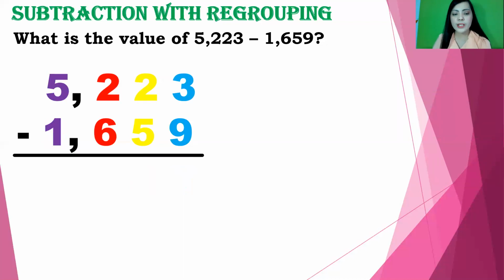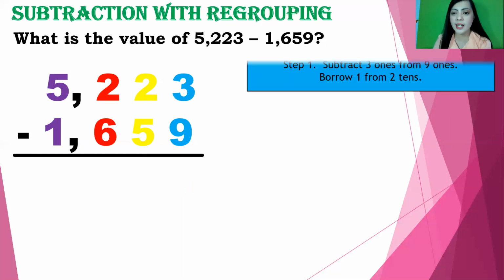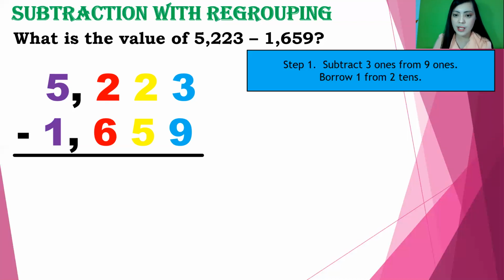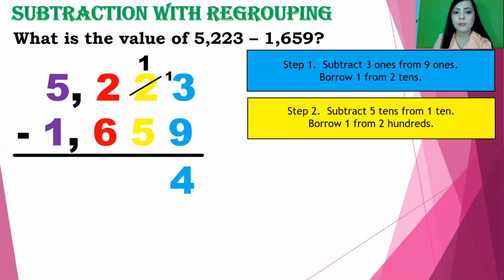All right, so let's go on to the next example. 5,223 minus 1,659. Do the same process. 3 minus 9 cannot be, so you need to borrow 1 from the tens place. Subtract 9 ones from 3 ones. Borrow 1, so 3 becomes 13, 2 becomes 1. So 13 minus 9 is equal to 4. Step number 2.